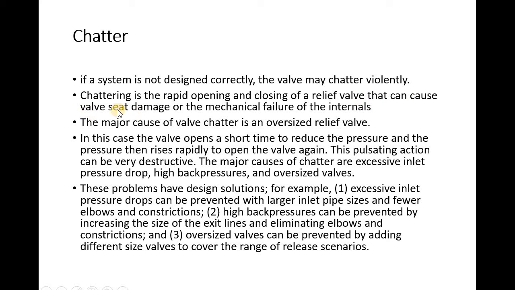That can cause, of course, seat damage. The valve is opening and seating again, but hitting the seat. And that could be a problem, and it could cause a mechanical failure. The major cause of valve chatter is the oversized relief valve. So you're oversizing it, okay?